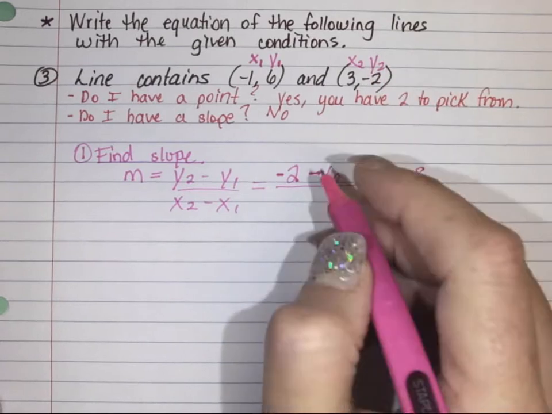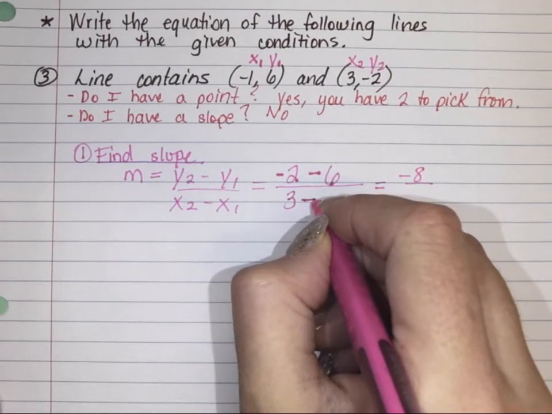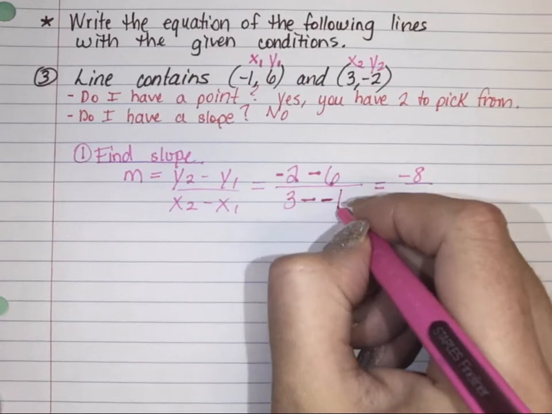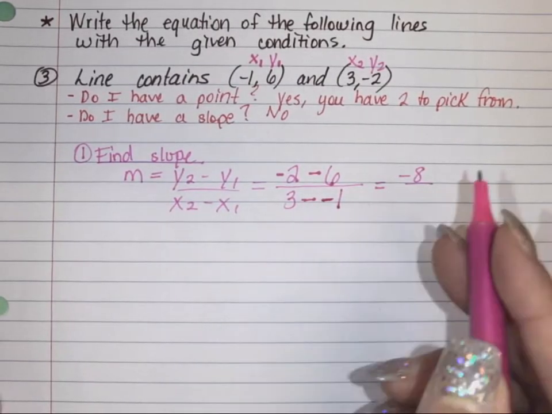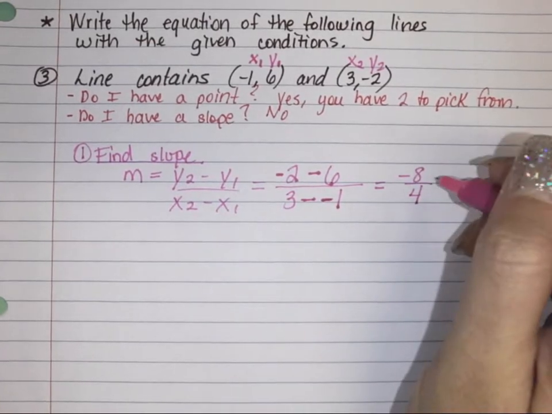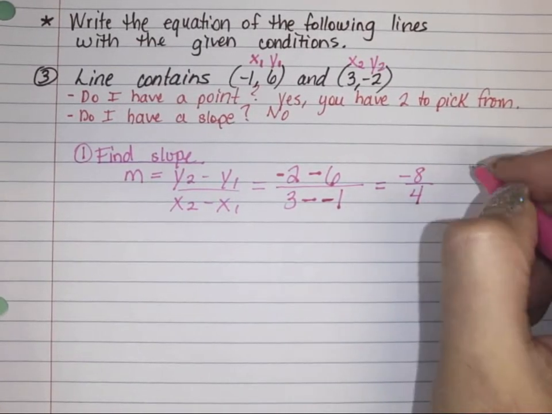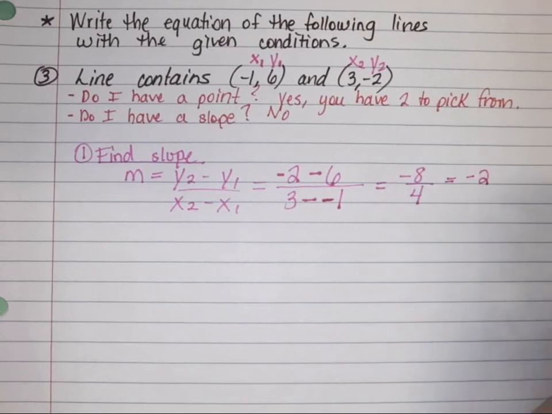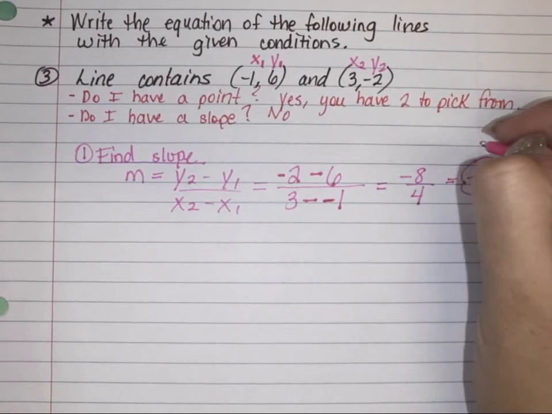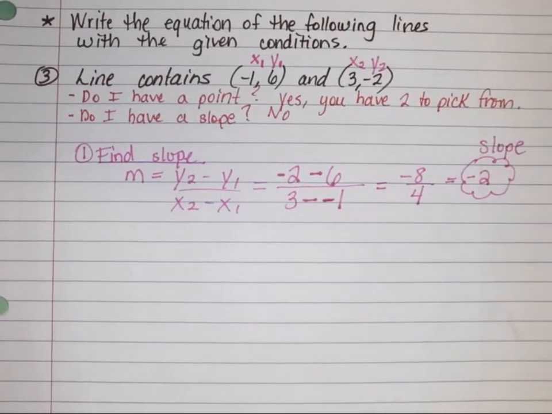x2, which is 3, minus x1, which is negative 1, and that makes positive 1, so that becomes 4. And simplify this further if it will. Negative 8 divided by 4 becomes negative 2. So there's my slope that I need to use later on.